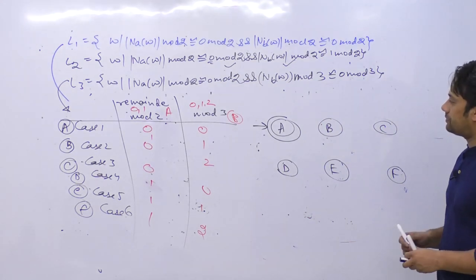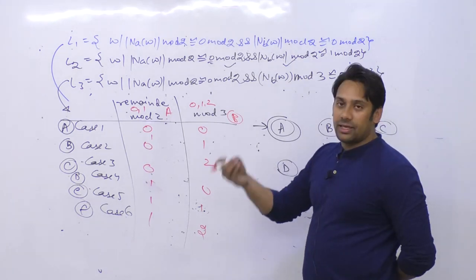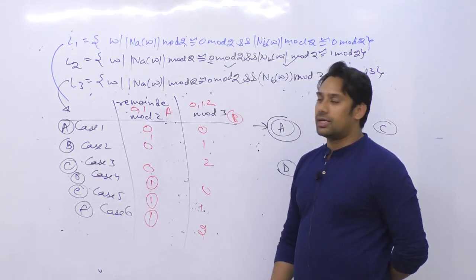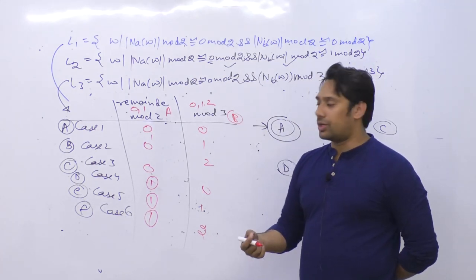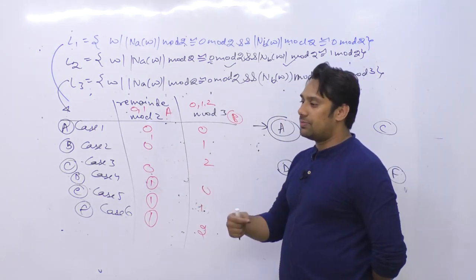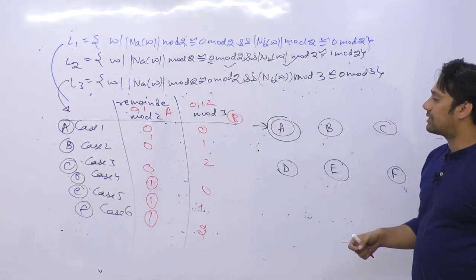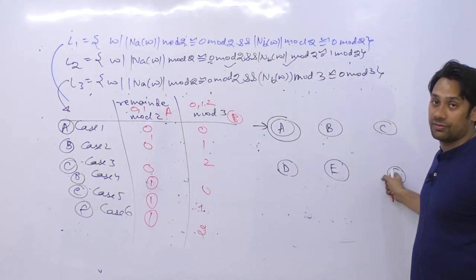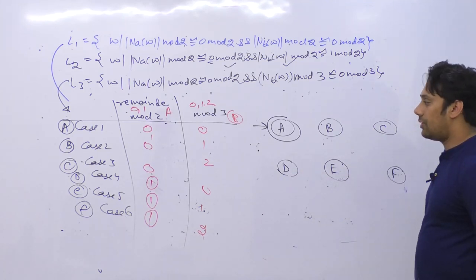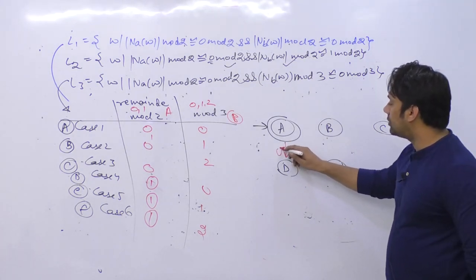Now here, if I give a single A, then I will always get remainder 1. Okay, that is, whenever you have an odd number of A's, then you will always go to states 4, 5 and 6, which are D, E and F. Understand? So D, E and F are representing that the number of A's is odd. Okay? So that means if I get a single A, I'll go to D.